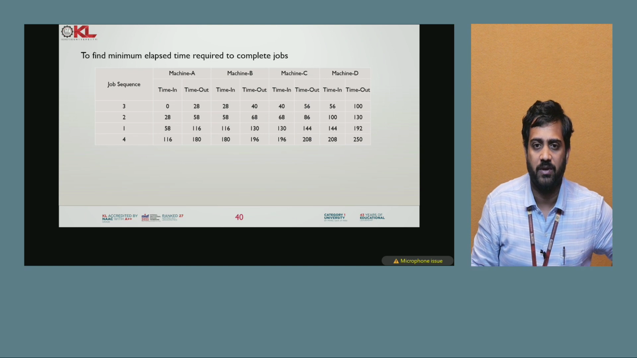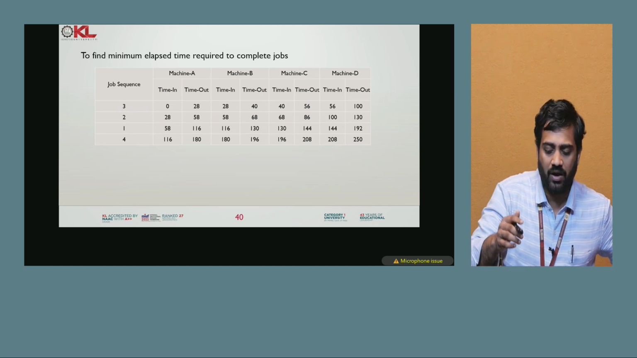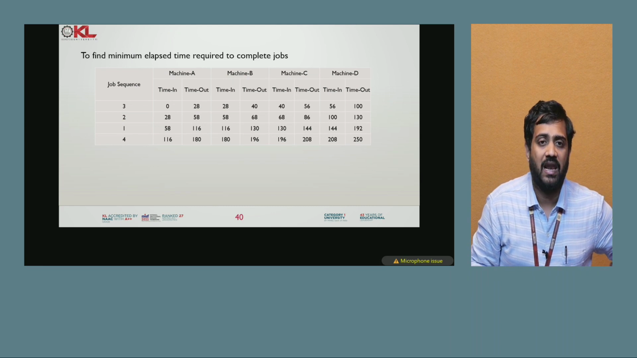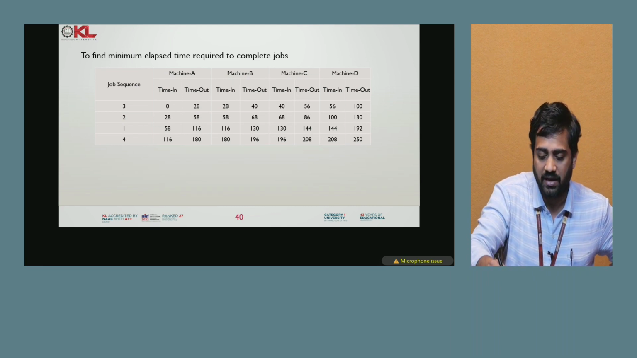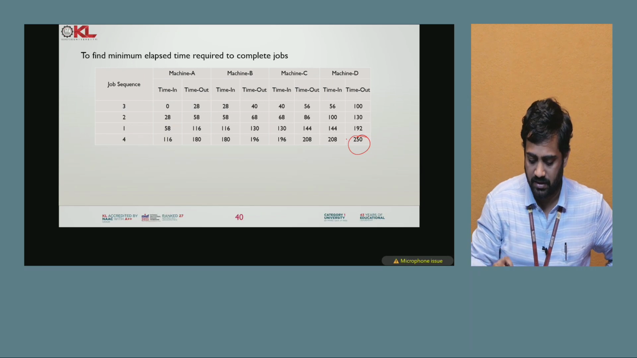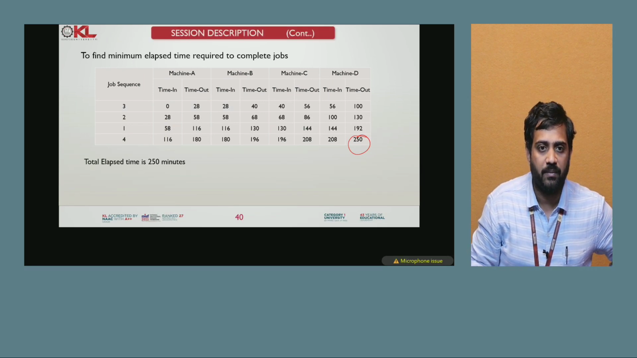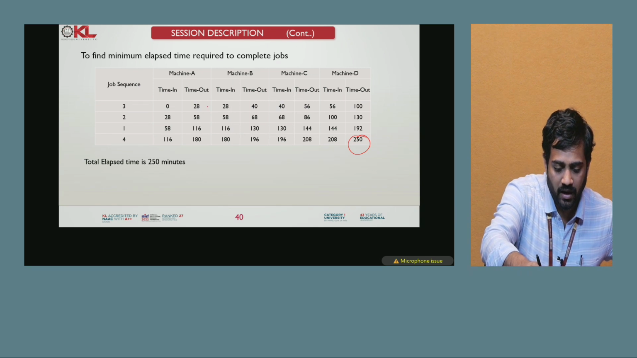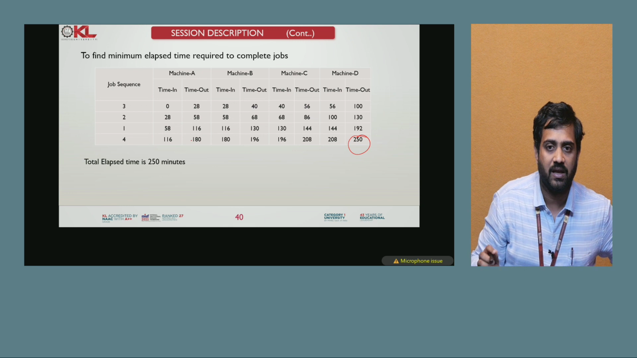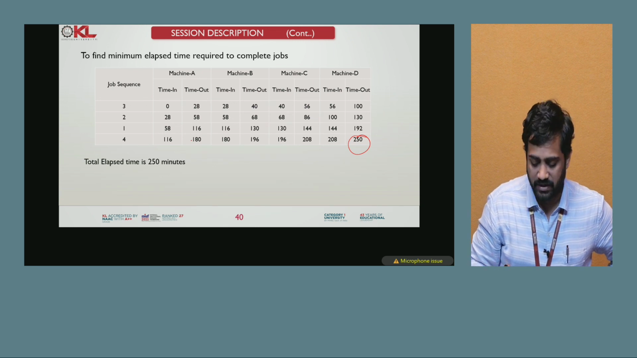Time in, time out estimation. After estimating time in and time out values, at last you have to identify the total elapsed time. The total elapsed time here is 250 minutes. Now the idle time for machine A: machine A is not waiting, but see, 250 minus 180. So therefore machine A will be idle for 70 minutes.